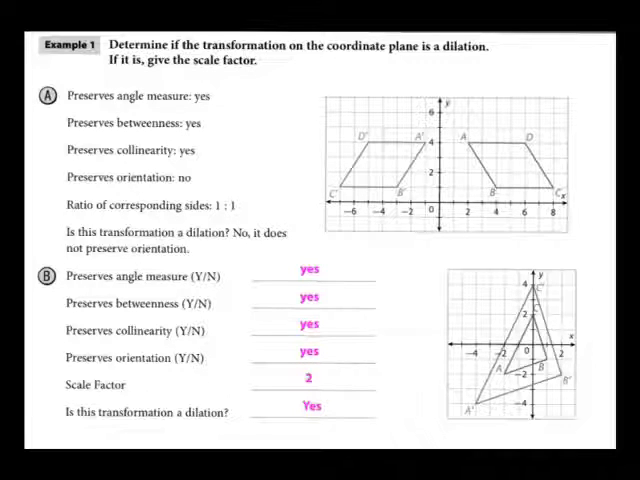Okay, I'm going to work with you on example number 1. So basically what's happening here is that we're going to see the angle measures and see if they're getting preserved. So you can see here that angle A prime and A measure the same. Angle D and D prime measure the same. Angle C and C prime also, and B prime. So yes, it is preserving angle measure.